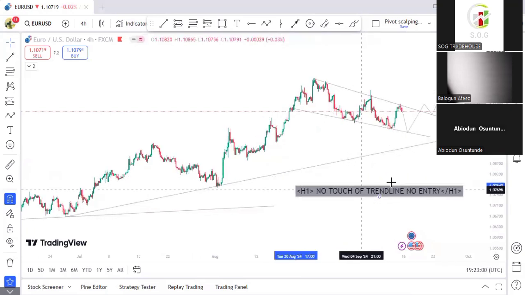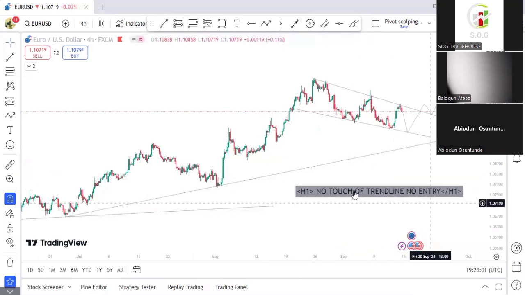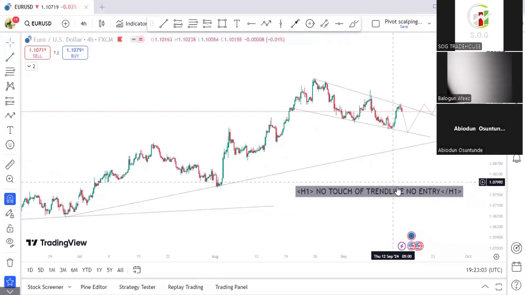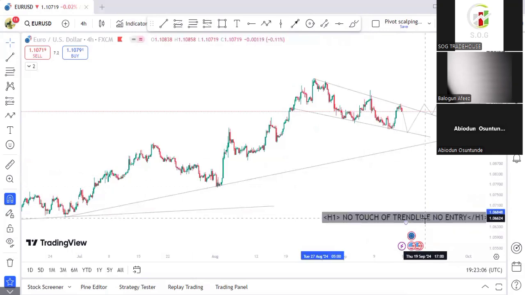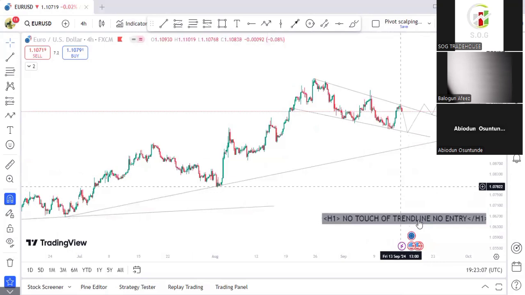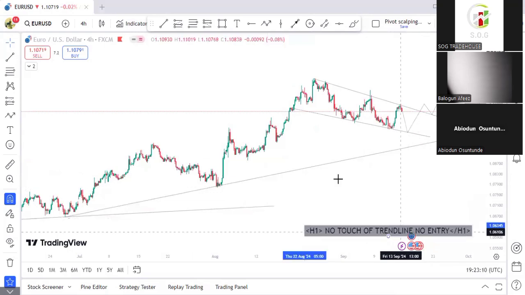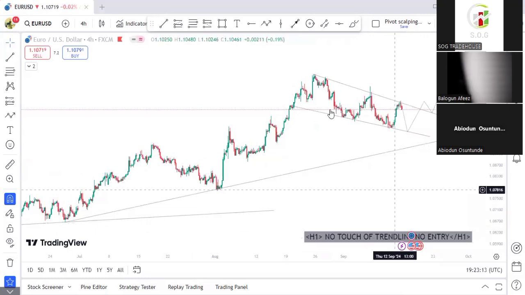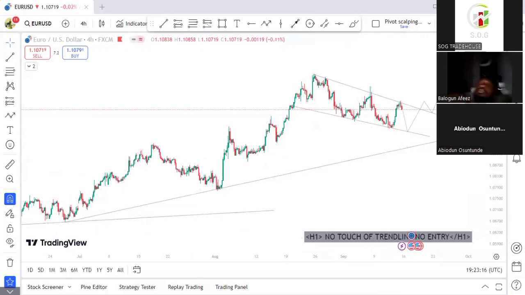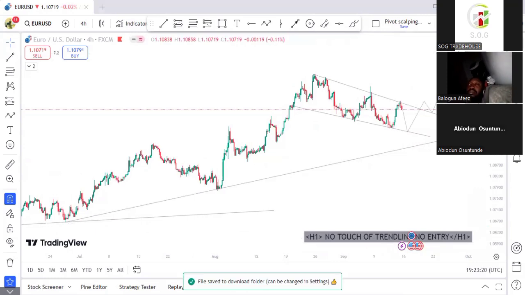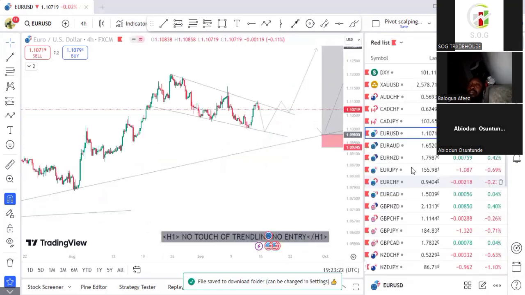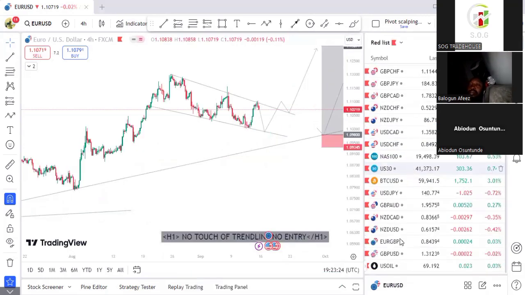Like I told you the other time on the previous video, no touch of trend line, no entry. This is my number one rule that I've been using for the years I've been trading, and it has been helping me because when you catch a trade on the trend line, there's a high possibility of holding that trade as a swing rather than trading support and resistance. So no touch of trend line, no entry, and if you can stick to that rule, it will help you a lot in your trading.